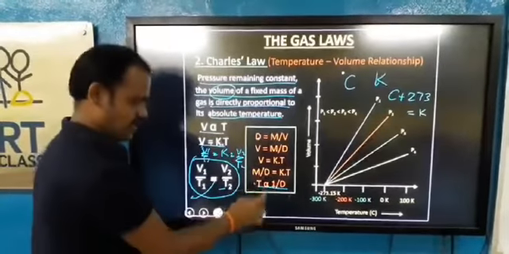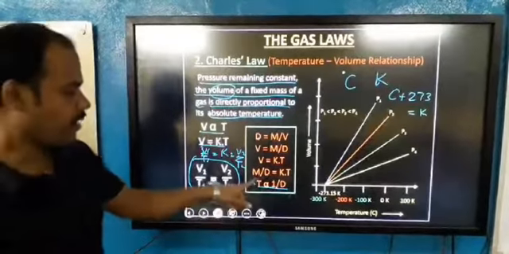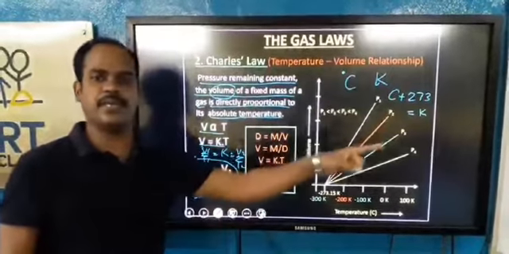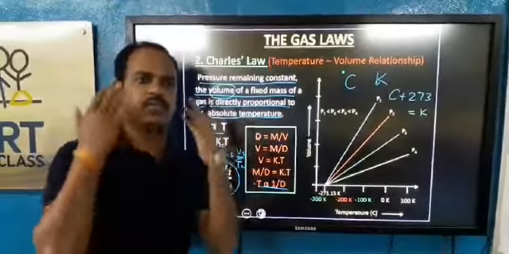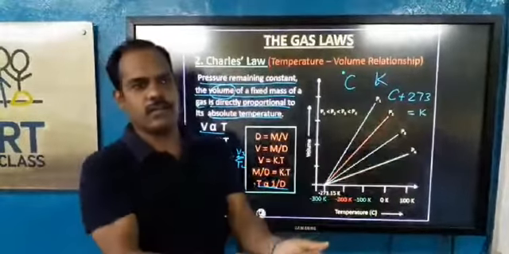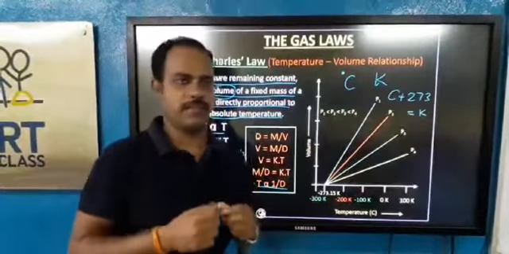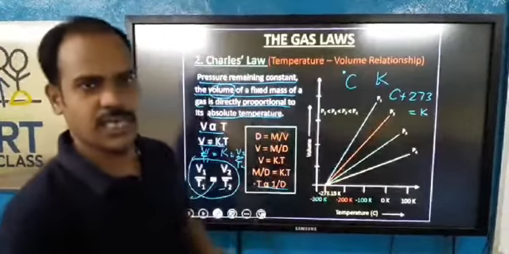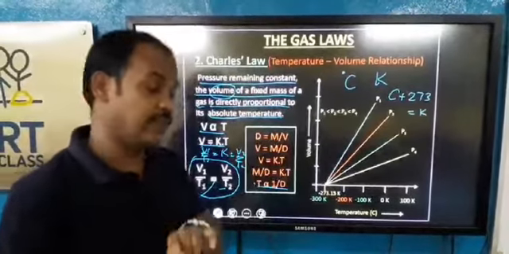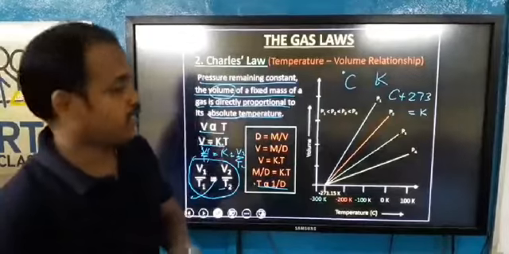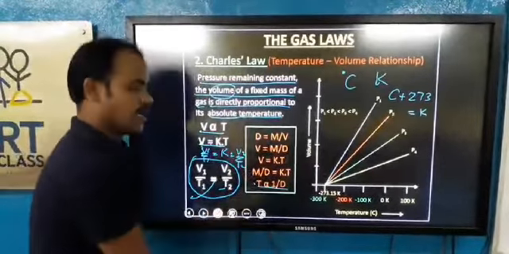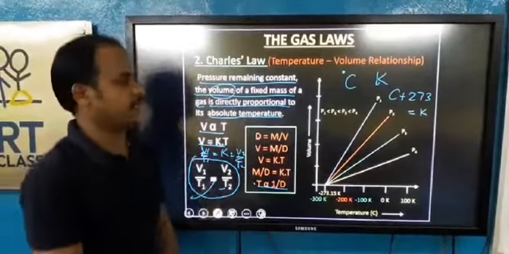So from this relation again, it is clear that temperature is inversely proportional to density. If we increase temperature, density will decrease, because obviously it's a simple thing. If we increase temperature, molecules will start moving. If they are moving, they will leave the space, so the number of particles per unit volume will decrease. And if the number of particles per unit volume decreases, then density will also decrease. So temperature is inversely proportional to density.